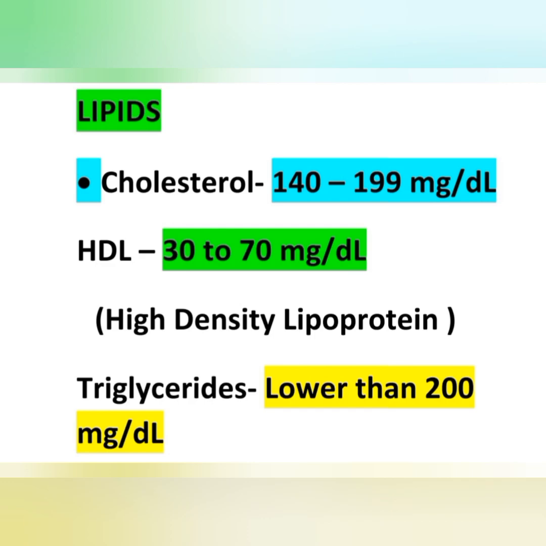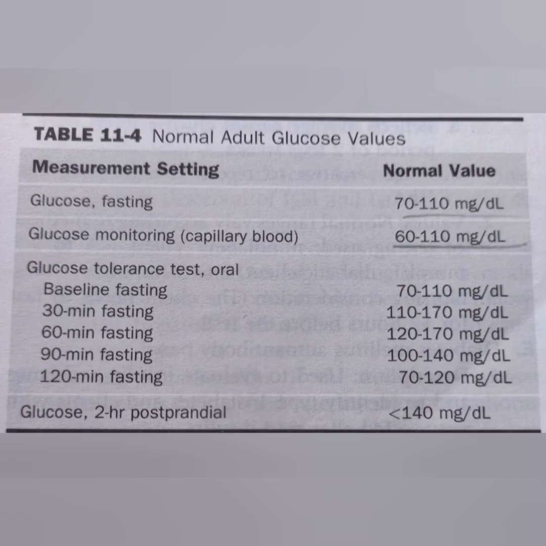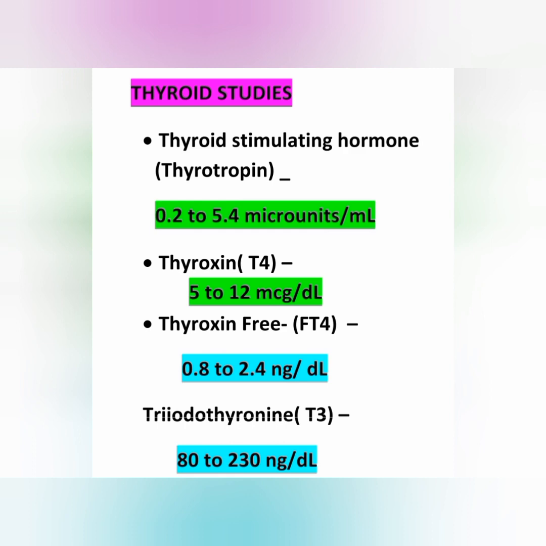And we can see normal blood glucose levels. Fasting glucose is 70 to 110 milligram per deciliter, and glucose in capillary blood is 60 to 110 milligram per deciliter. Under glucose tolerance test, glucose 2 hour postprandial is less than 140 milligram per deciliter normal. And thyroid stimulating hormone, that is thyrotropin, is 0.2 to 5.4 micro units per milliliter, thyroxine T4 is 5 to 12 mcg per deciliter, free thyroxine is 0.8 to 2.4 nanogram per deciliter, and T3 is 80 to 230 nanogram per deciliter.